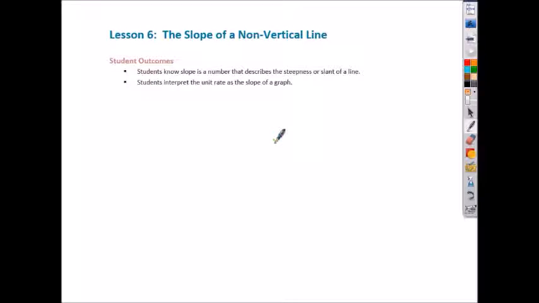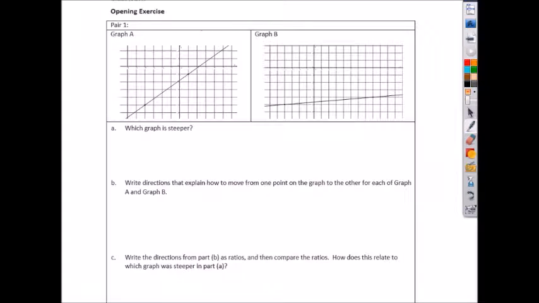Today we are working on Lesson 6, the slope of a non-vertical line. Our student outcomes are, students know slope is a number that describes the steepness or slant of a line, and students interpret the unit rate as the slope of a graph. So let's work on the opening exercise together.